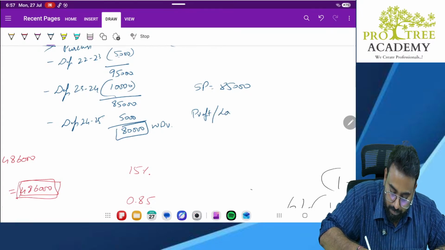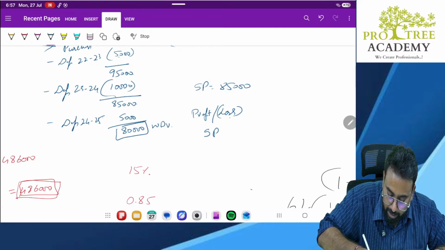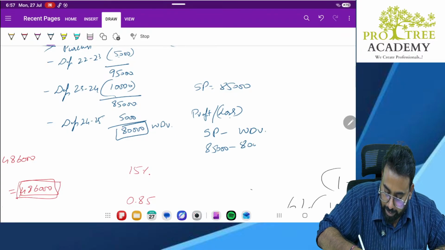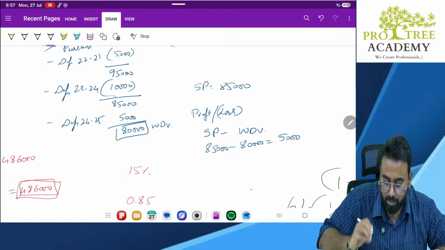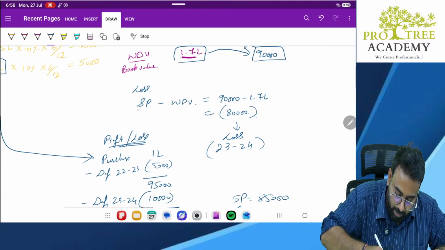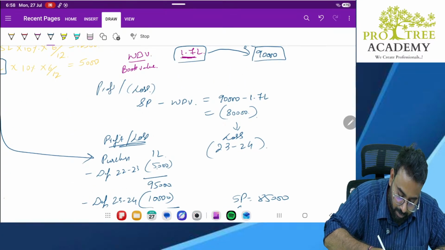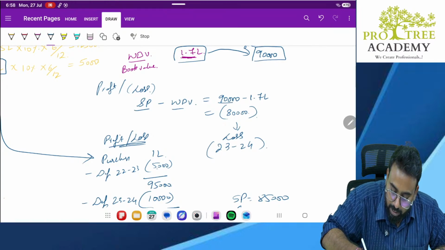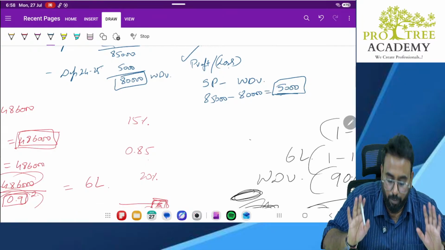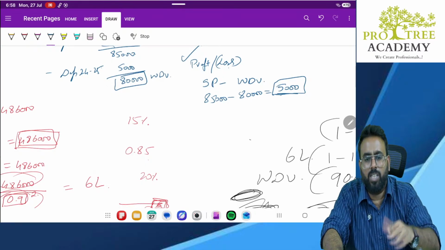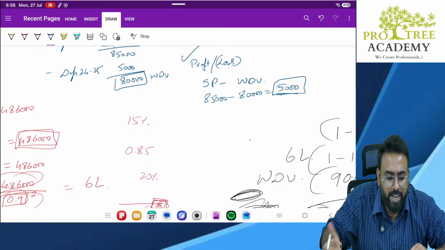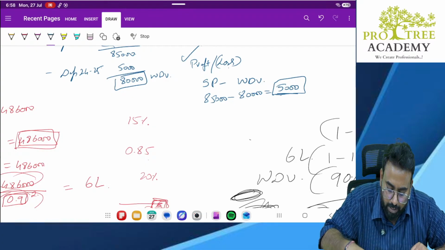Yes. How to find out profit or loss? Selling price minus WDV. Selling price is 85,000. WDV is 80,000. So what is the profit? 5,000. If the answer comes in positive, it will be profit. If the answer comes in negative, it will be loss. In the earlier case, selling price minus WDV, 90,000 minus 1.7 lakh, the answer came in negative, so it is loss. Here the answer came in positive, so it is profit. In simple words, our book value was 80,000 and you are selling it at 85,000. Profit only, no? So you made a profit of 5,000.